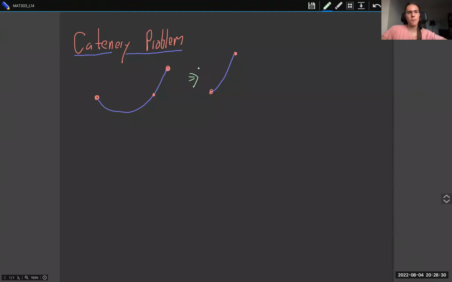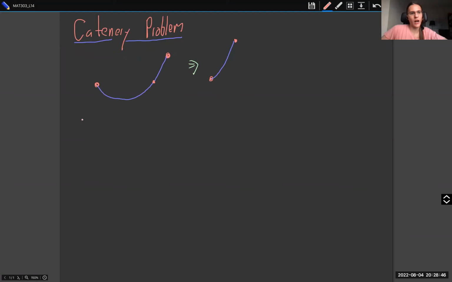So how are we going to model this as a differential equation? Well, the idea is that the string has a certain length and then it has a weight. The reason that it's drooping down is because gravity is acting on it. So it has a certain weight per unit length. So it has, let's say, a linear density. Let's say W is the linear density.